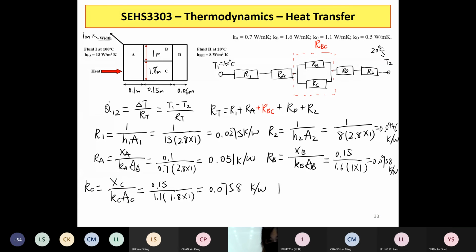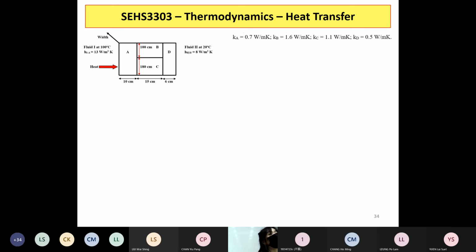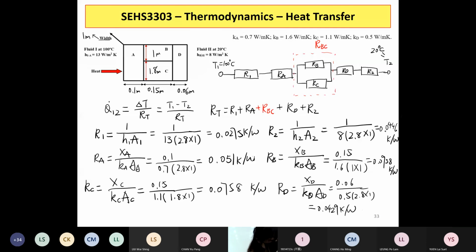And RD equals XD over KD times area of D, is quite simple, right? 0.6 divided by 0.5 times, right? The number should be K per watt, right? So now we know the values for each thermal resistor.